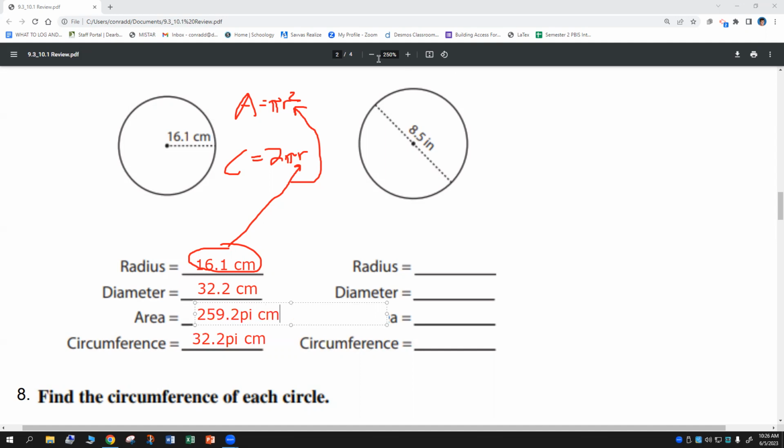I could just put that in there myself, right? Centimeters squared. Okay. If you multiply the pi in there and get a decimal answer that's not exact, that's okay. But I'm going to leave it in terms of pi.